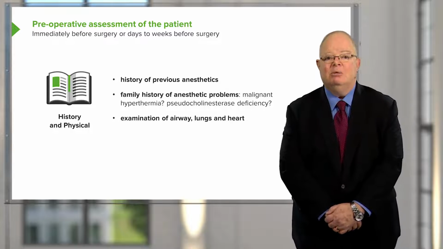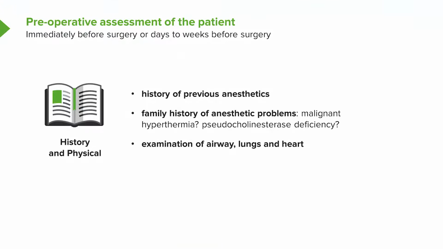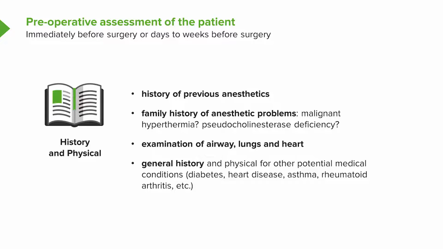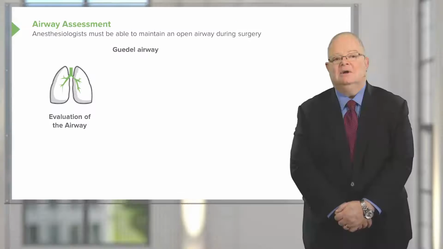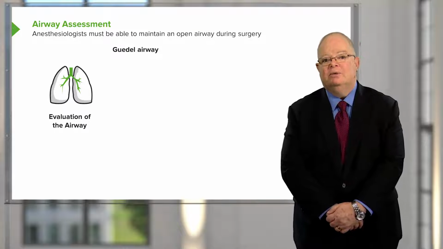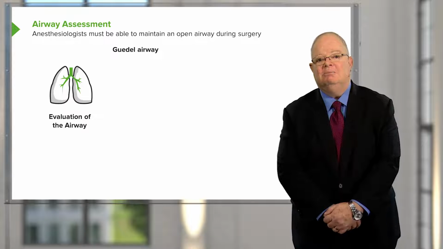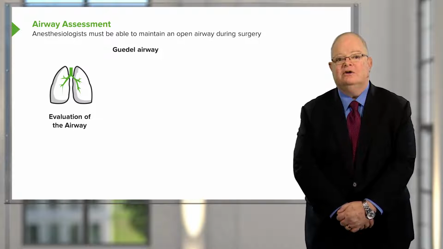We examine the airway, lungs, and heart, and we do a general history and physical for other potential medical conditions, such as diabetes, heart disease, asthma, rheumatoid arthritis, etc. Almost any medical disease has some anesthetic implications. We're the airway experts, so it's really important that we maintain an open airway during surgery.